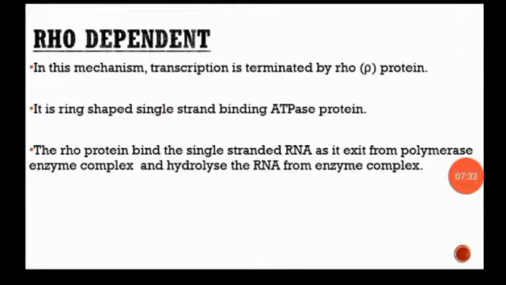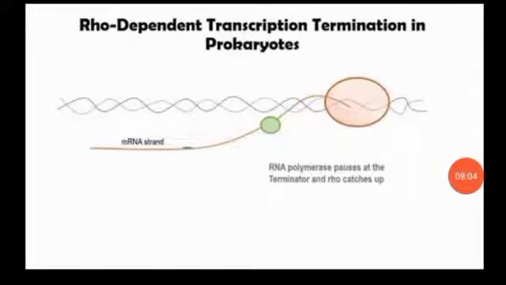Now in rho dependent termination, in this mechanism, transcription is terminated by the rho protein. Basically, it is a ring-shaped, single-strand binding ATPase protein. The rho protein binds the single-stranded RNA as it exits from the RNA polymerase enzyme complex and releases the RNA from the enzyme complex. When we use the rho protein, the process is known as rho dependent termination of transcription. This is the diagram of rho dependent transcription termination in prokaryotes.